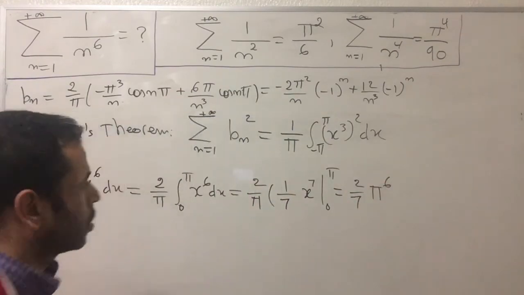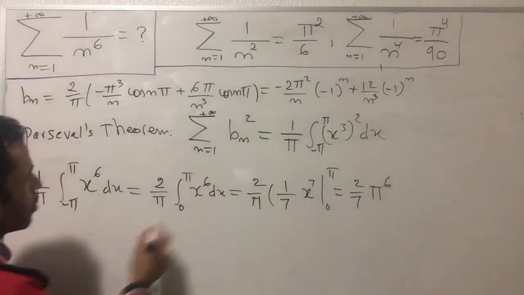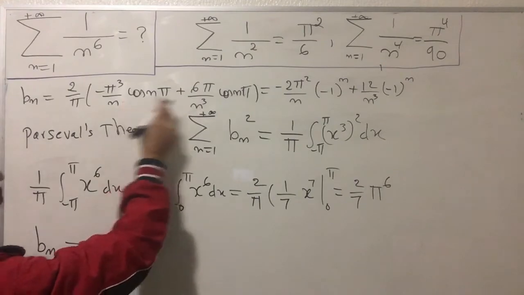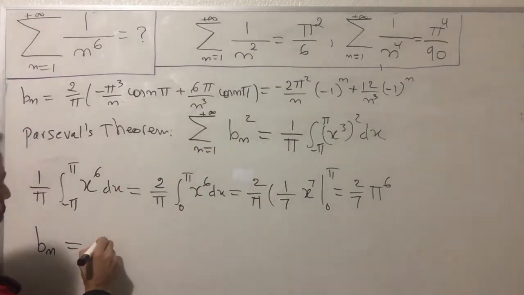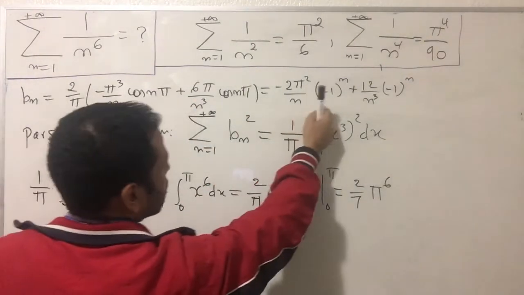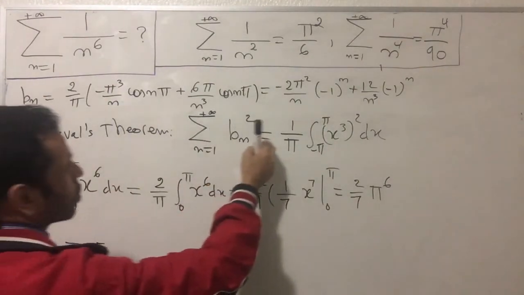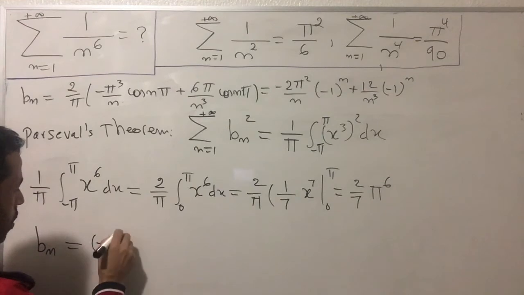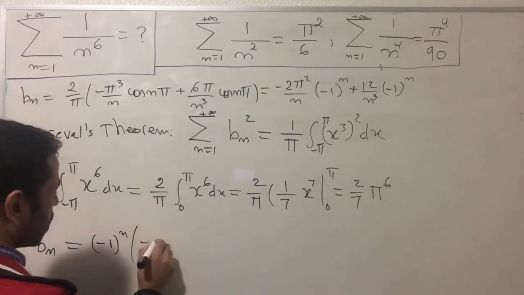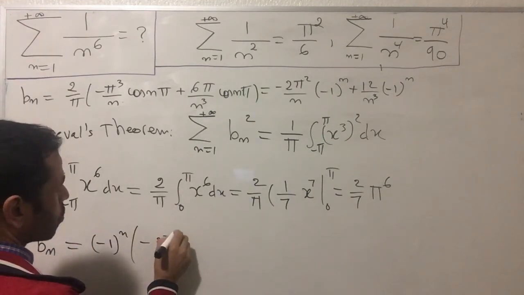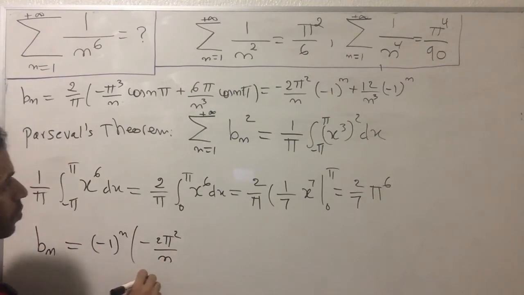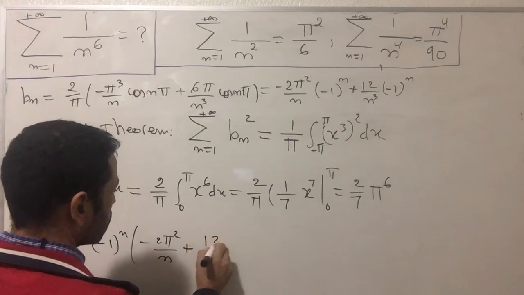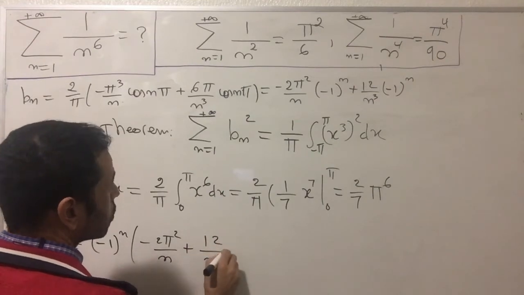Okay, for the Parseval theorem, we have b sub n equal to this term, and I'm going to multiply by minus 1 to the n. So we'll have minus 1 to the n outside, and inside I will have minus 2 pi squared over n plus this term, 12 over n cubed.